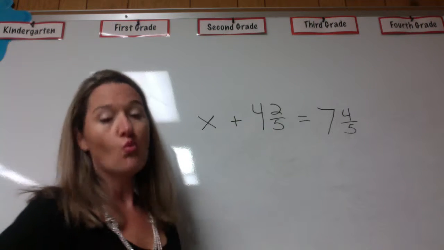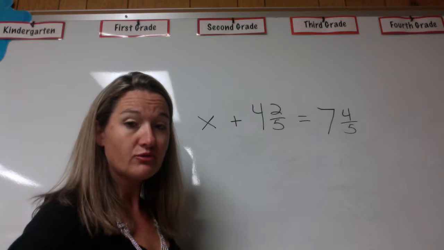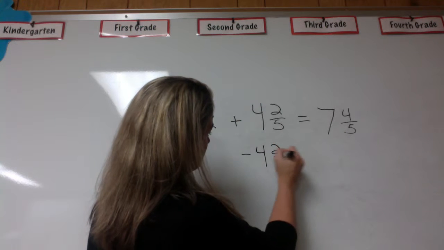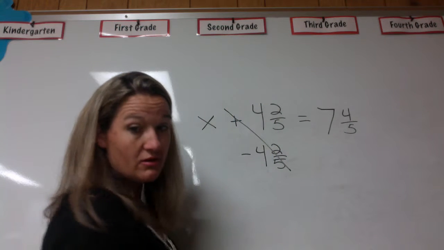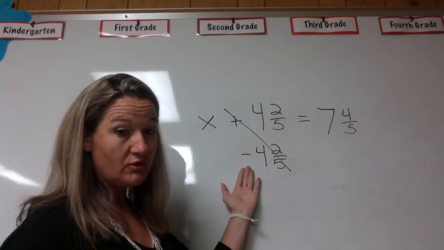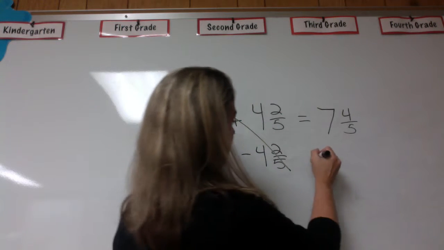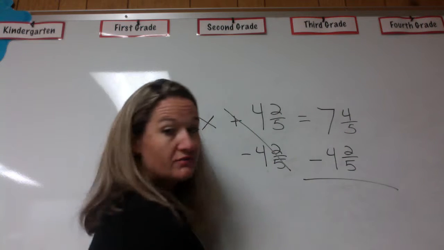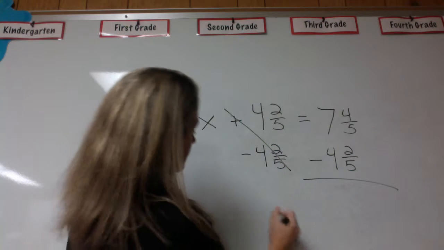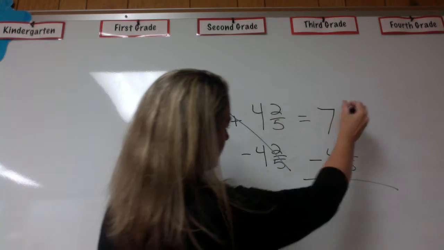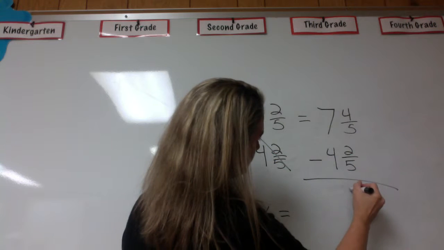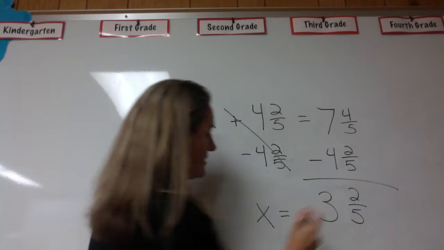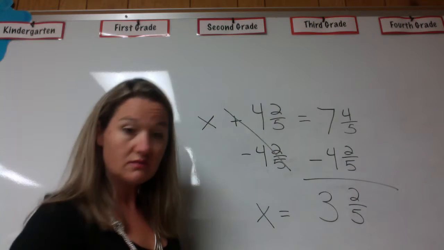Okay. So what's the opposite of adding 4 2/5? Subtracting 4 2/5. Okay. So that's gone. So remember what we do to one side of the equation, we have to do the exact same thing over here. So we're going to go ahead and subtract 4 2/5. And look at that. They're even the same denominator. Wasn't that nice? All right, so now we're going to rewrite the x and go ahead and work this out. 4 minus 2 is 2, and then the denominator stays the same. 2/5, 7 minus 4. Okay, x is equal to 3 2/5.